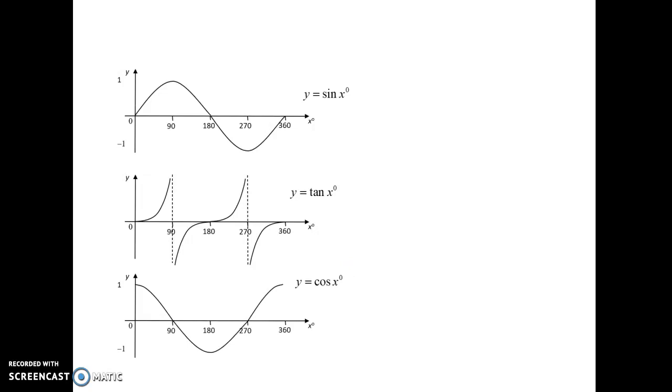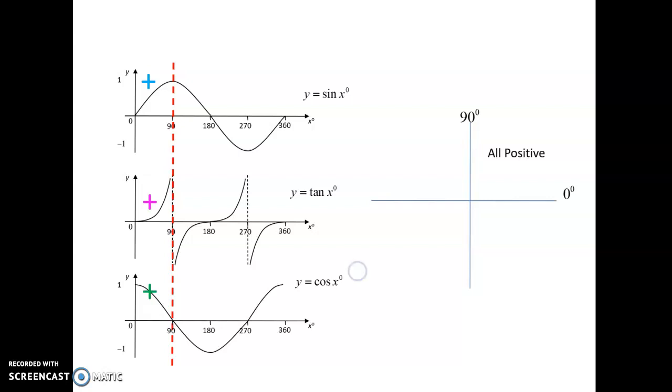If we look at our three graphs then, we've got y equals sine x, y equals tan x, and y equals cos x. And what I want to look at to begin with are the values between 0 and 90 degrees. If you look at all three graphs between 0 and 90 degrees, they are above the x-axis. So all three graphs are positive. So in that first box there, between 0 and 90 degrees, I'm going to say that all my graphs are positive.